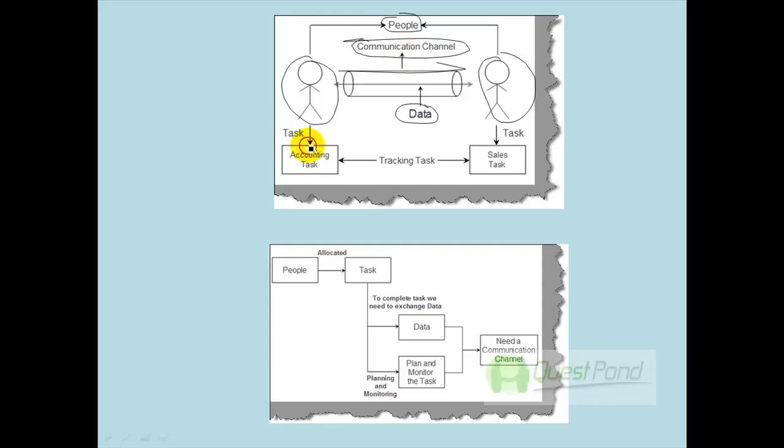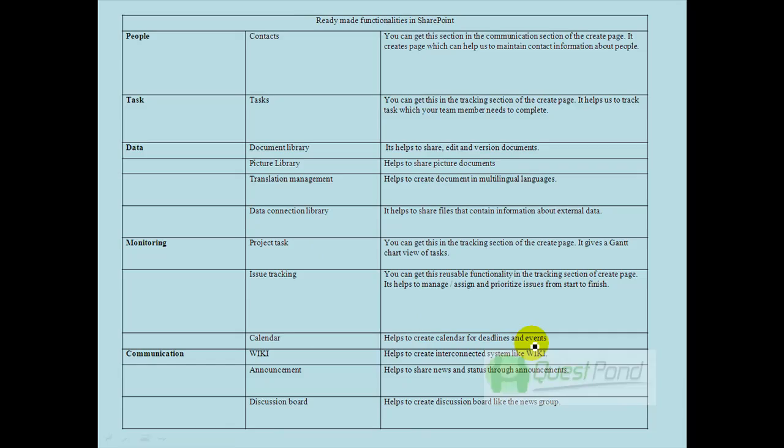And people are assigned tasks, like somebody is an accountant, he is working on an accounting task. If it is a sales manager or salesperson, he is working on a sales task, and we need to track this task, right? So in other words, if we try to classify, we can say that people are allocated tasks. To complete a task, we need data which needs to be sent to and fro, and we need to monitor the task, and for monitoring the task and sending the data here and there, we need a communication channel. So these are the basic entities which we need to achieve collaboration, right? So how does SharePoint help you in this?